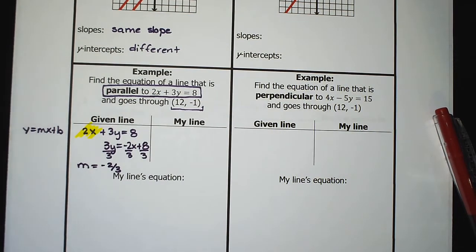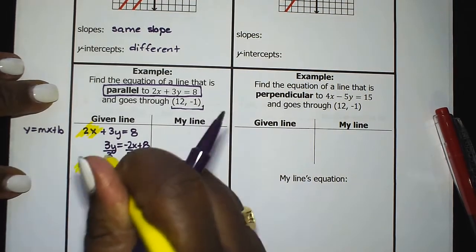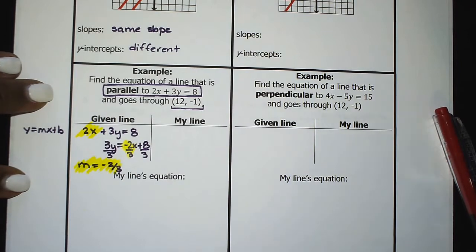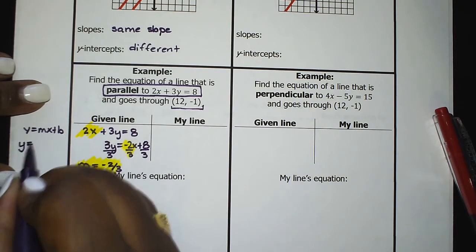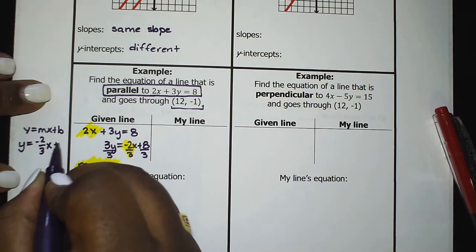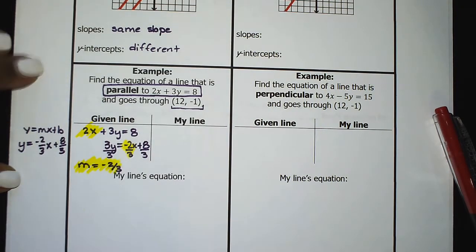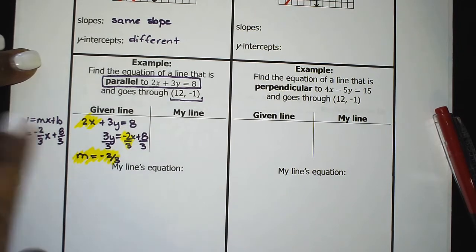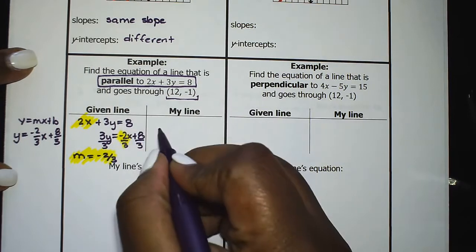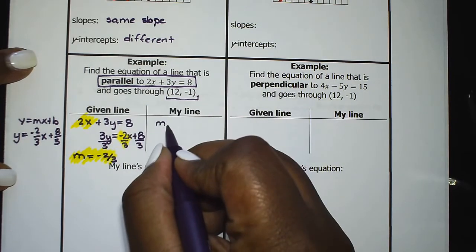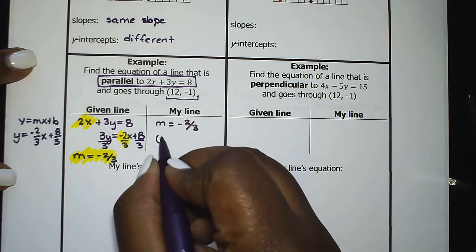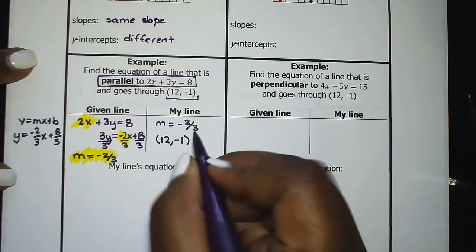How do I know that? The slope is here, right next to the x, when I divide it by the 3. So my equation for my original line is y equals negative 2/3 x plus 8/3. That's the y-intercept. From that, I know what my slope is on my line. So my new line has to have the same slope, which is a negative 2/3, and it goes through the point of 12, negative 1.